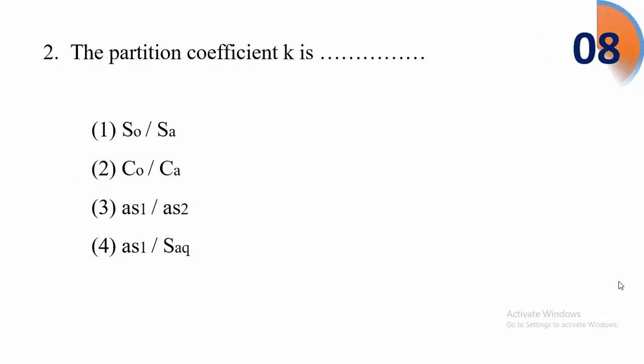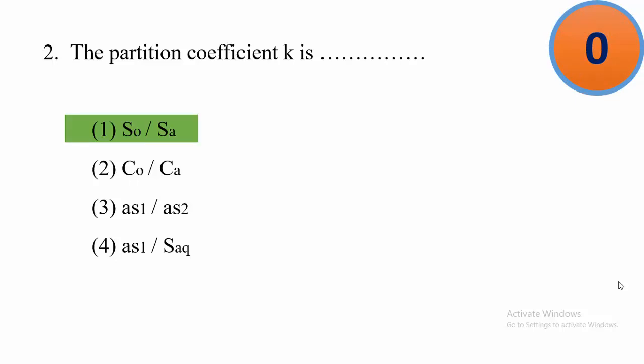The partition coefficient K can be defined as the ratio of concentration of solute in one phase divided by concentration of solute in another phase. That can be defined as SO divided by SA, that means concentration of solute in organic phase divided by concentration of solute in aqueous phase.